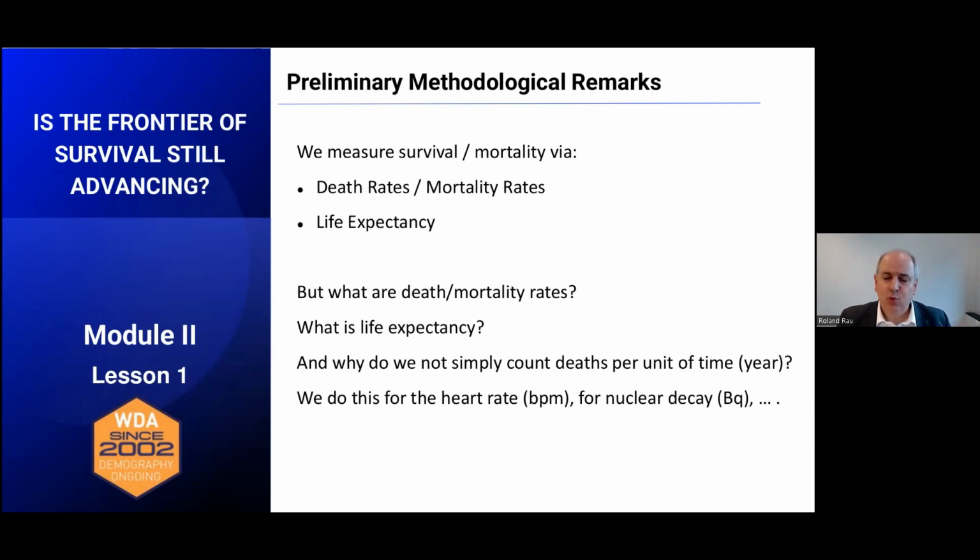Why do we not simply count deaths per unit of time? The audience is very broad, so it's not necessarily demographers, mathematicians, actuaries. Why don't we do the same thing as in the medical sciences to measure the heart rate, the beats per minute of the heart? For nuclear decay, we use becquerel. Why do we not just count deaths per unit of time? So how many deaths have occurred in a single year in a country? And the reason is hopefully relatively simple.